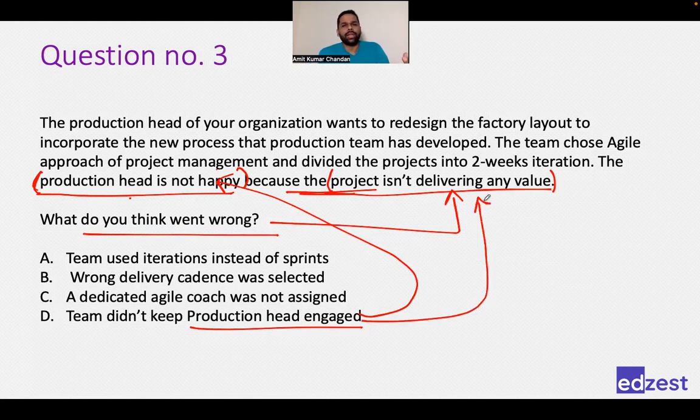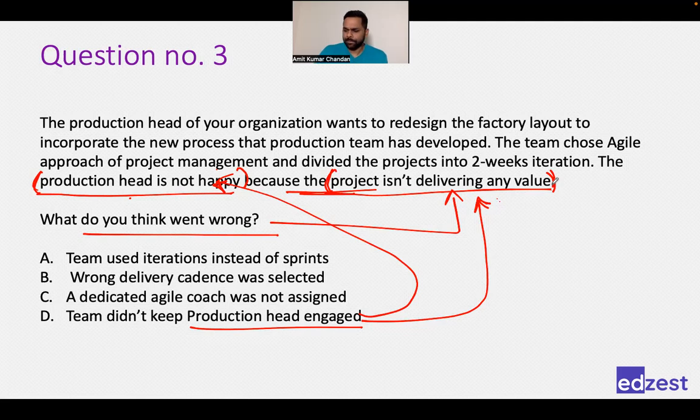See, whether I keep them engaged or do not keep them engaged, I would still be delivering value. Production head might not be in the position to give me the exact requirement which would deliver the value. That work would be done by the product owner. Product owner and team will decide that. So that might not result in team not delivering value. It might result in production head not being happy. But that's not the question. The question is why the project isn't delivering value. Clear?